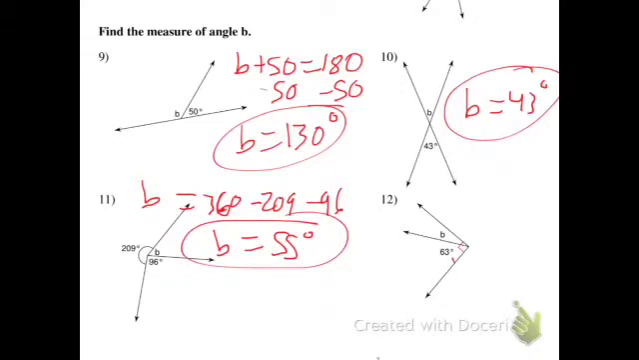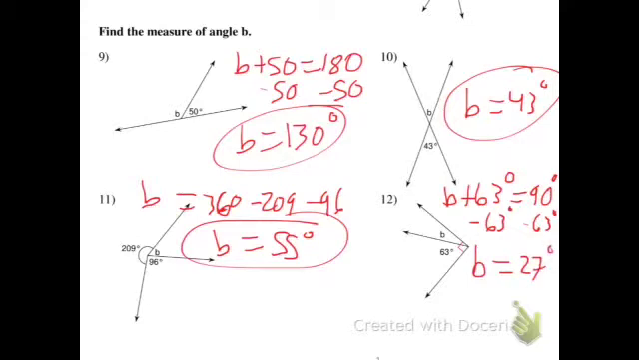And on 12, these guys are complementary. So B plus this 63 degree angle would have to equal 90 degrees. And so we should subtract 63 degrees from both sides, which is going to give you B equaling 27 degrees. So there's going to be B for that one.